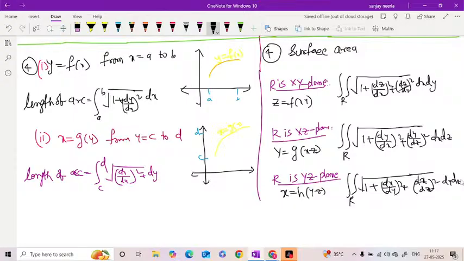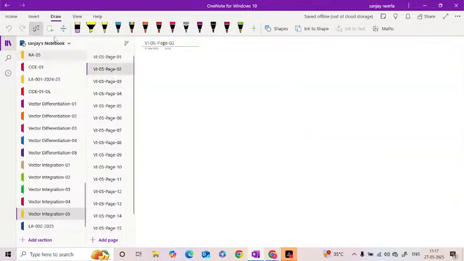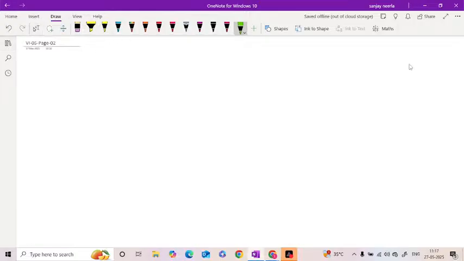Now we will see one problem on surface area. In the previous class we saw a problem related to arc length, the sector and circle problem. Now here also we will see one problem in surface area. What is the surface area of the sphere, if the sphere equation is x square plus y square plus z square is equal to a square? What is the surface area?